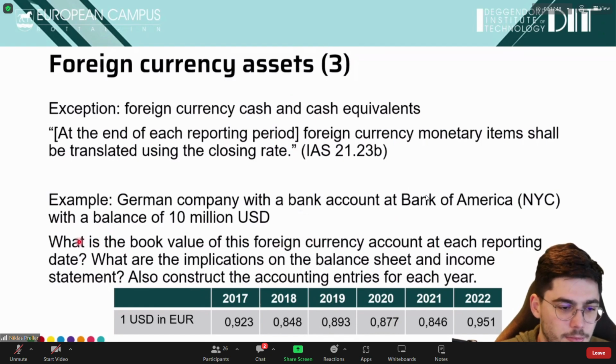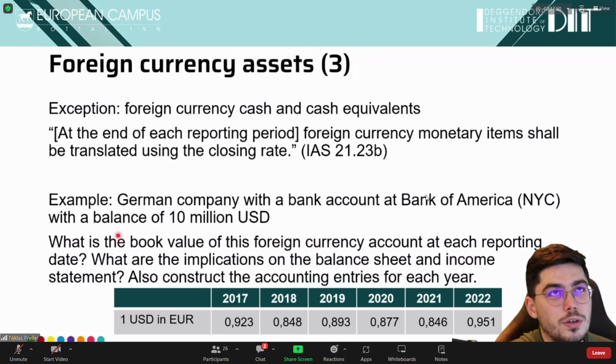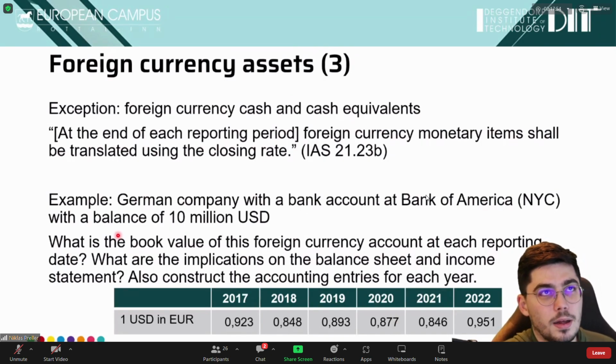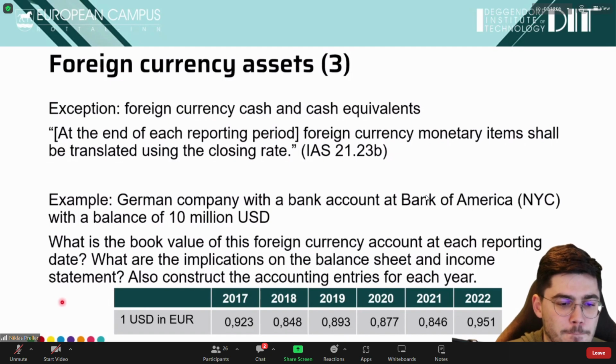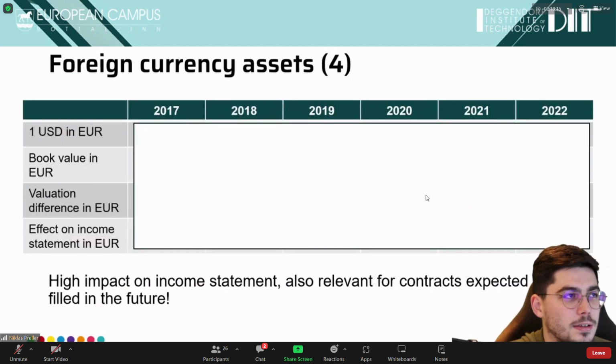So I want you to do this next exercise that says, what is the book value of this foreign currency account at each reporting date? And what are the implications on the balance sheet and income statement? And also construct the accounting entries for each year. In the end, the result should look something like that.